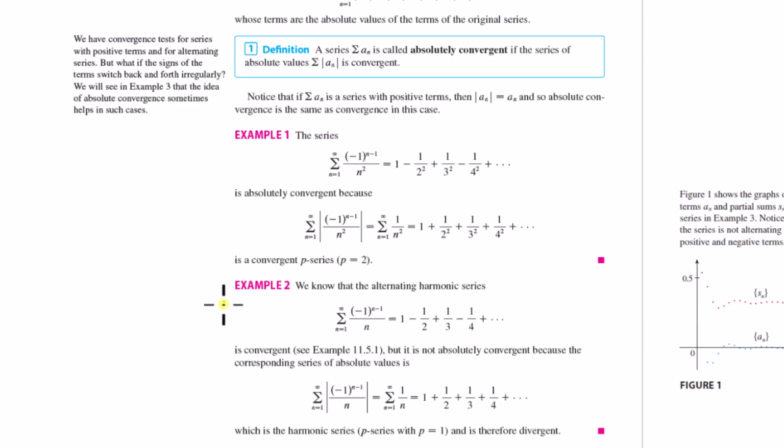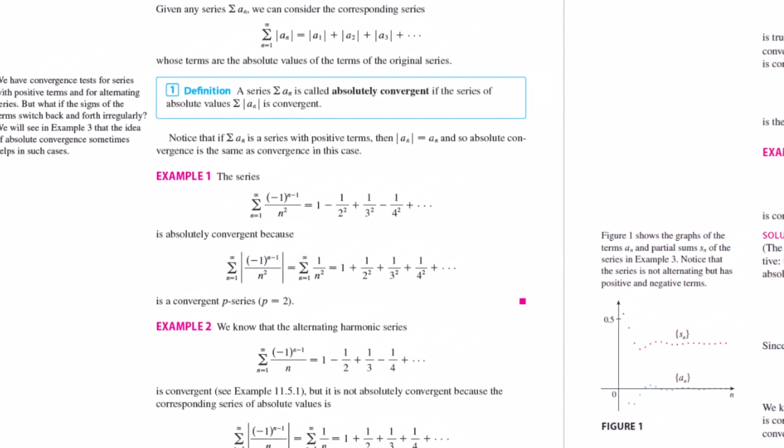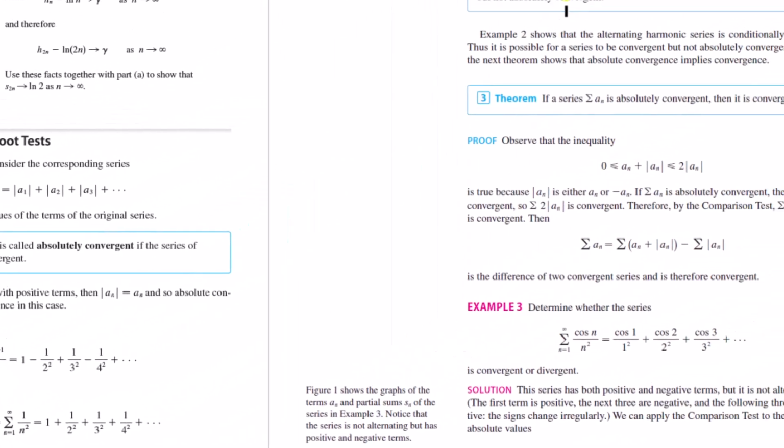Okay, now what they wanted to really point out here was that we know previously we've shown that the alternating harmonic series is convergent. This is convergent. However, even though this is convergent, as far as absolute convergence goes, this series here is not absolutely convergent, right? And so that leads into this definition 2 here.